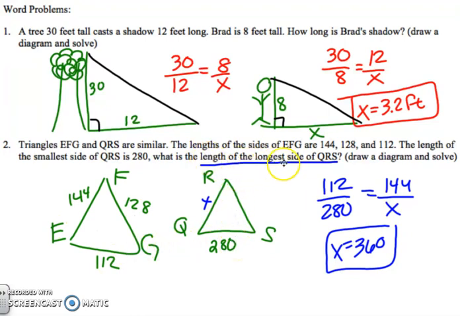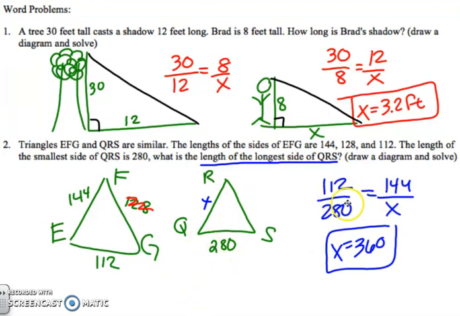Then it wants me to know the longest side. So I looked over here, 144 is the longest. I need to find this side over here. They gave me some unnecessary information. I didn't need that 128. So then you could set up a proportion and solve.